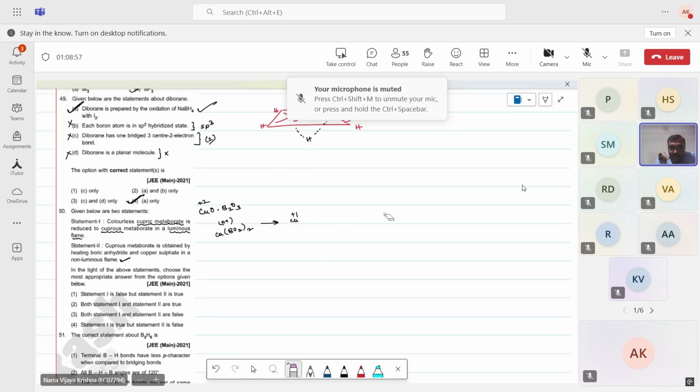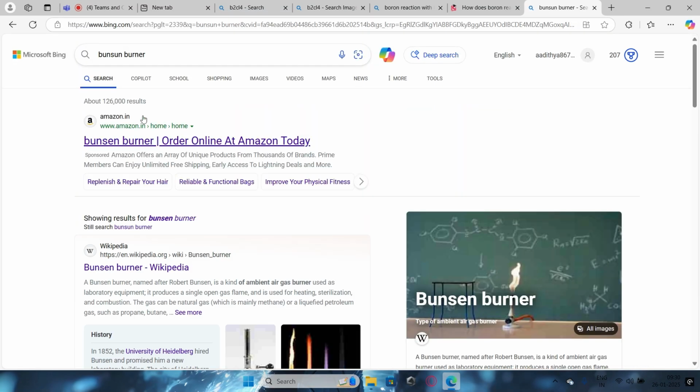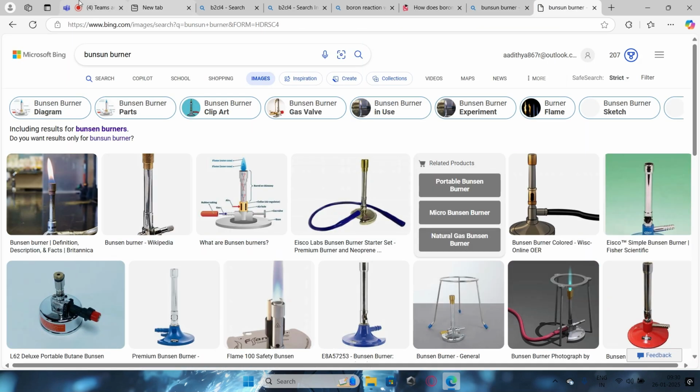In your laboratories you will see a Bunsen burner, right? Yes, sir. If you see that Bunsen burner, it will be like this. If you observe, there is some hole here and you will find one ring here. Correct? Have you observed? Yes, sir. You will find one ring here and one flame here. And this is connected to that gas pipeline. Right?